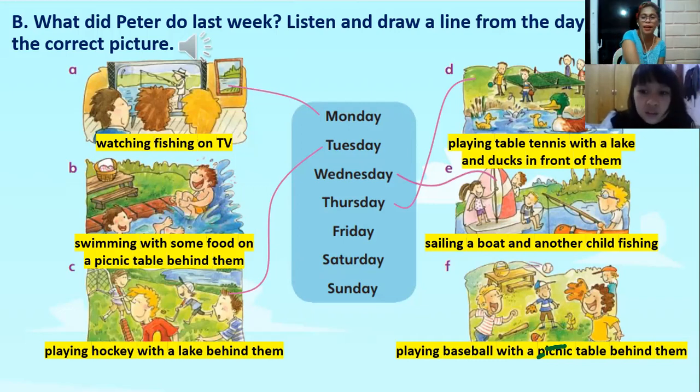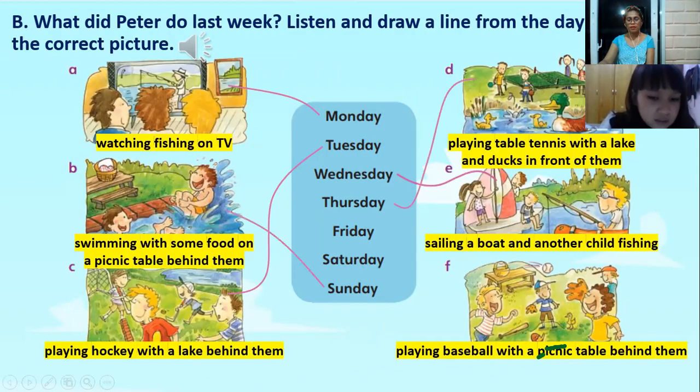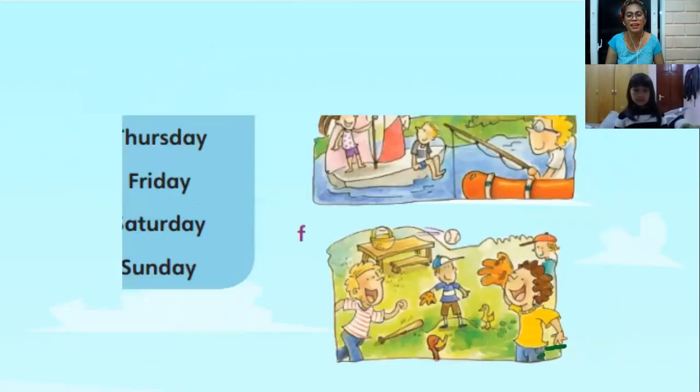Where did they go on Saturday? Not Saturday. Sunday? On Sunday, Peter was swimming with some food on a picnic table behind them. Okay, Peter is swimming with some food on a picnic table behind them. Oh, this is where they swim. This is the picnic table. And behind this place, near the picnic table, they are playing baseball. Okay. You understand this? Yes. Okay. Next one here.